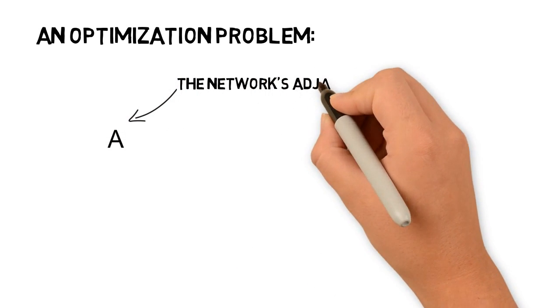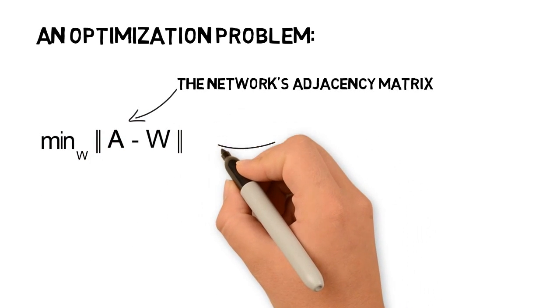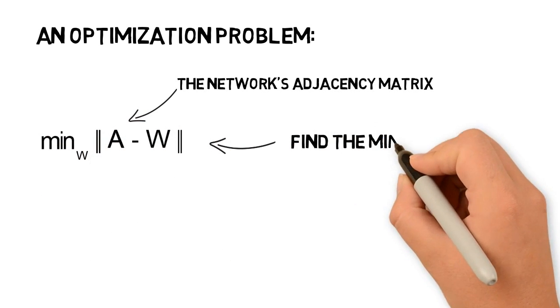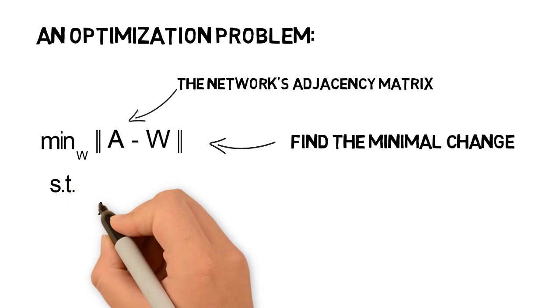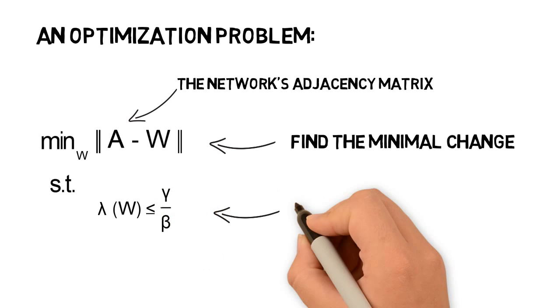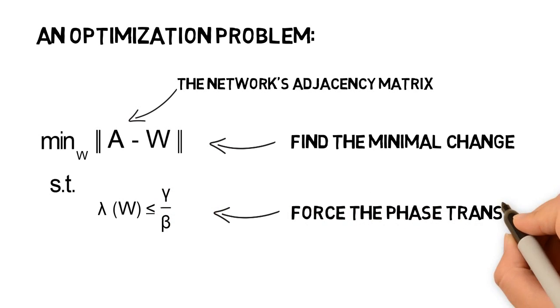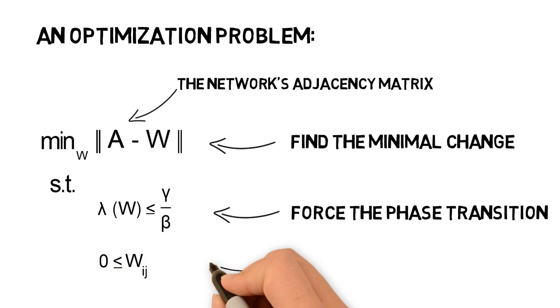Using the network adjacency matrix A, we seek a new network W, which is as close as possible to the original network, while at the same time, its largest eigenvalue must be lower than the epidemic threshold. This is in order to force a phase transition. And also, the edges of this network should be non-negative.